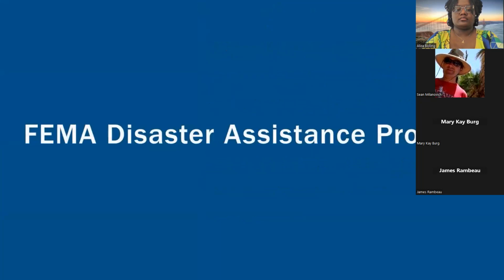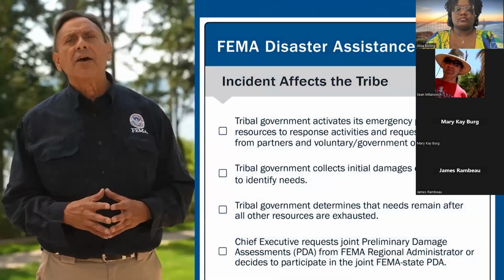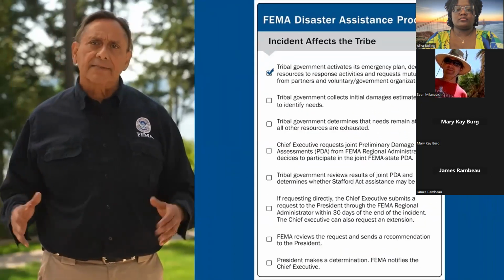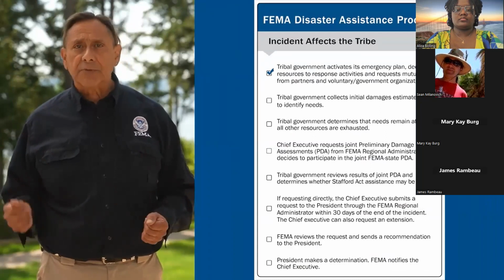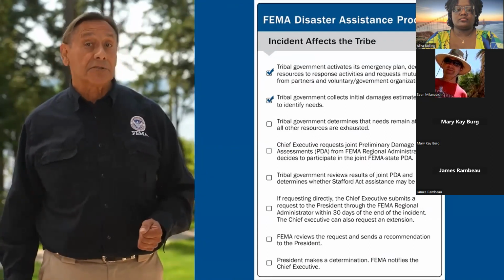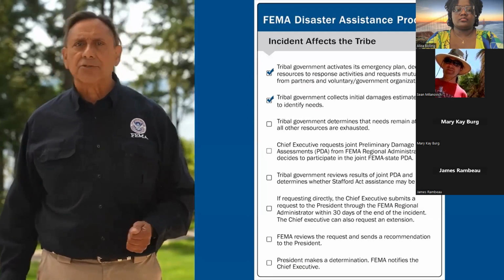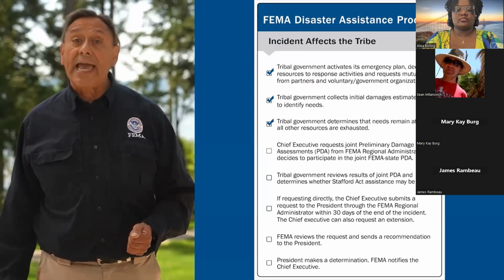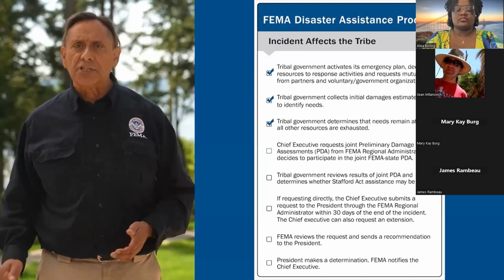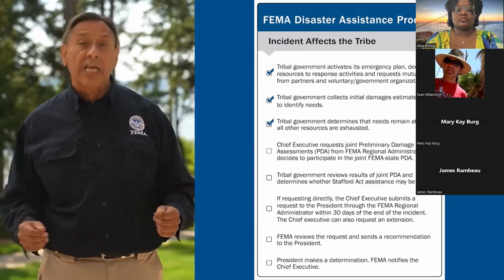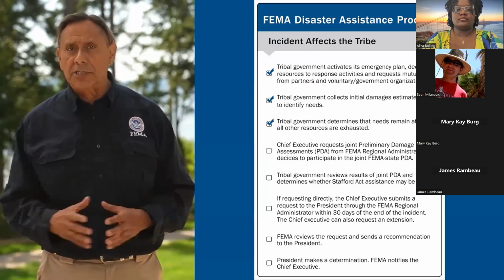Federal disaster assistance process begins locally. And first, let's see how an incident affects the tribe. The tribal government activates their emergency plan and dedicates resources to respond. The tribe collects initial damage estimates to identify needs. Tribal governments determine that the needs remain after all of the resources, such as assistance from other federal agencies, volunteer agencies, and mutual aid partners, are exhausted.